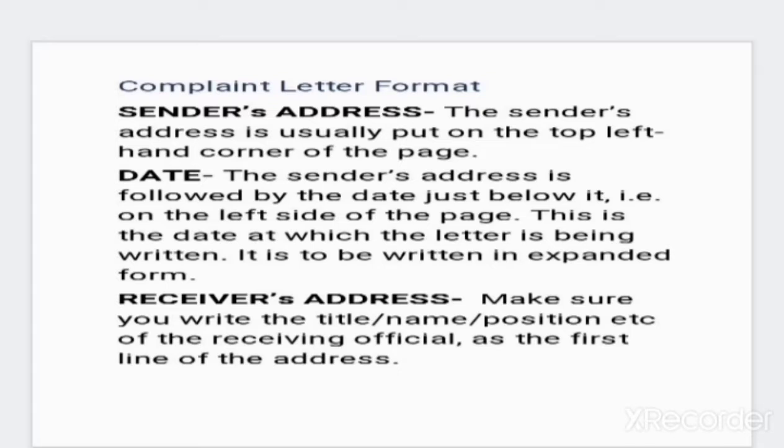Now the subject. The subject is the purpose why we are writing the letter. So note children, these officials get huge heaps of letters. It is not possible for them to go through each and every letter. They just shuffle the letters and check the subject. So you can understand the importance of the subject. The subject has to be very precise, very definite, very specific.